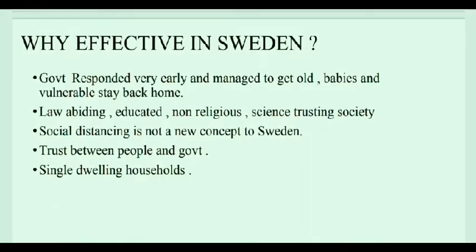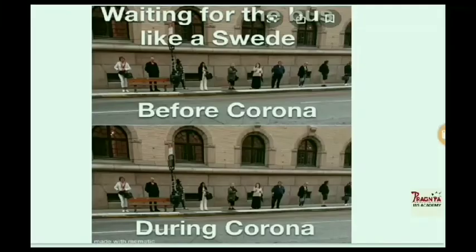Why effective in Sweden? This no lockdown strategy worked in Sweden because its government responded very early and managed to get the old, babies and vulnerable to stay back at home. It followed strict social distancing and PPE norms, as social distancing is not a new concept to Sweden. And more than half of Sweden's population live in single-person households. Another reason for the success of Sweden's strategy is the trust between the government and the people, as it is a law-abiding, educated, non-religious and science-trusting society. This picture shows how people of Sweden follow social distancing.